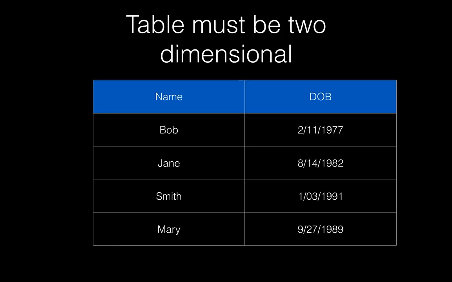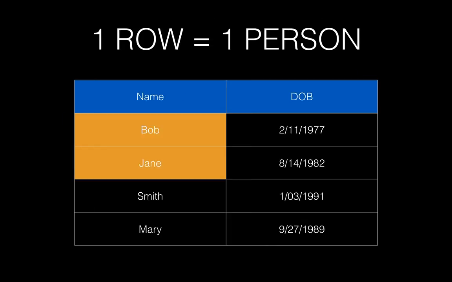There are a few simple rules to follow in order to get to the first normal form. First, the table must be two-dimensional. Columns, rows. Each row contains data about one thing, or one part of a thing, meaning that from one row I should only get information about Bob and not both Bob and Jane.